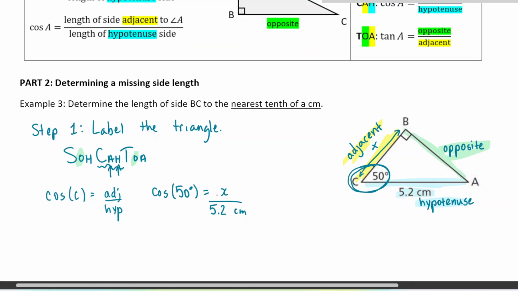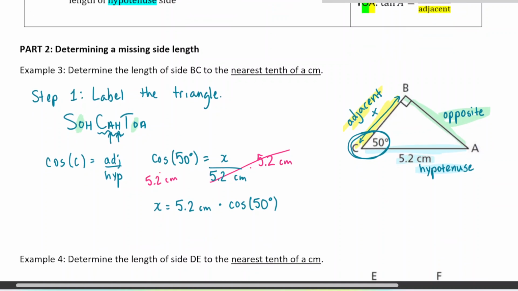When your unknown value is in the numerator, we can simply do the opposite of dividing to get rid of the 5.2 and isolate X. So I'm going to multiply both sides by 5.2 centimeters. That way they'll get canceled out on the right hand side and I'll isolate X there. What I'll end up with is X equals 5.2 centimeters times cos of 50 degrees. And that's what I'm going to type into my calculator to solve for X.